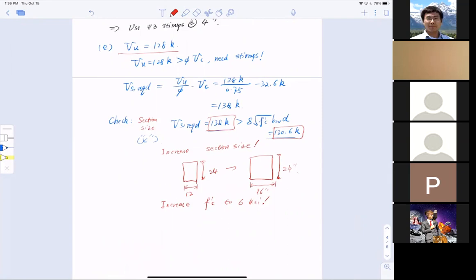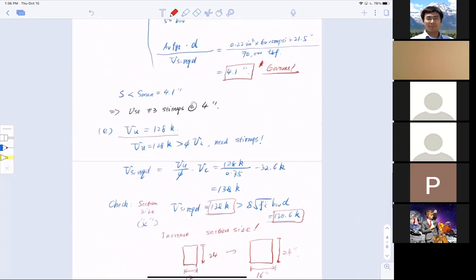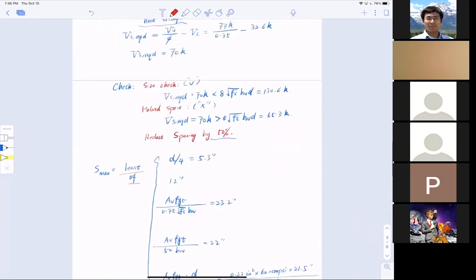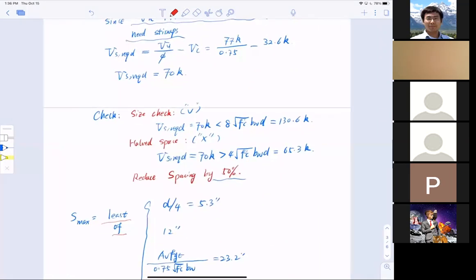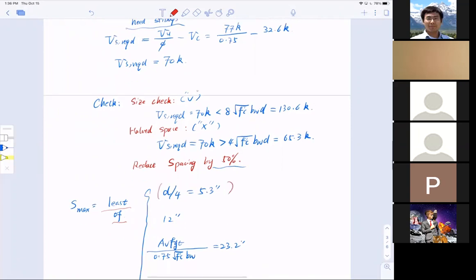Bob, I got a question on part D. When we did our checks, it said we failed the second check, so it said reduce our spacing by 50%. Oh, never mind, I see what you did. You took our requirement like d over 2 and made it d over 4. That makes sense. I was thinking we had to take our final s max and divide it by 2.